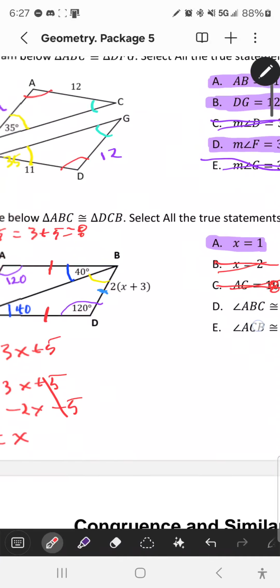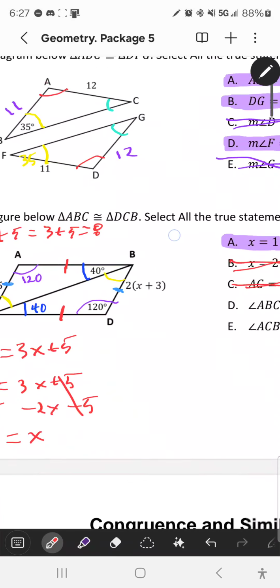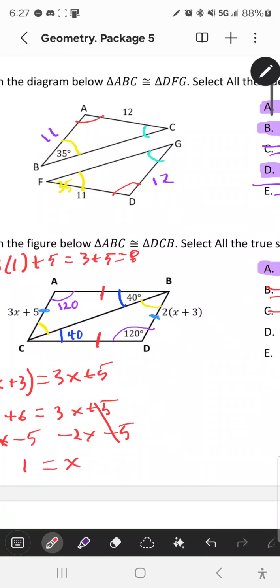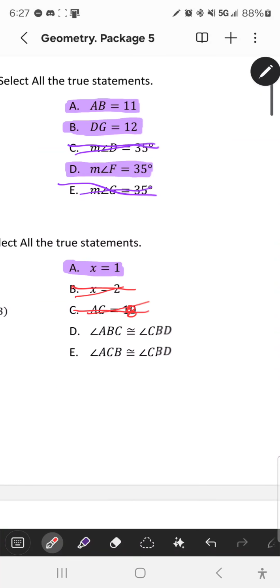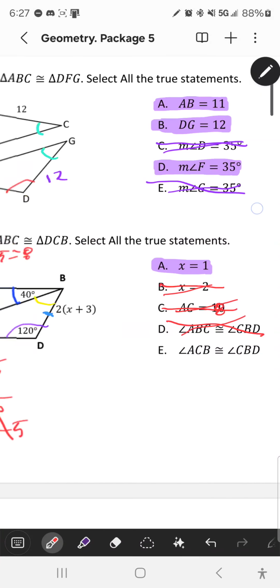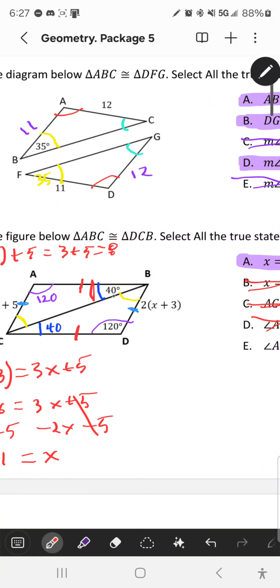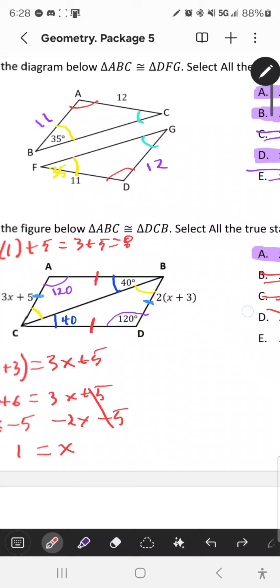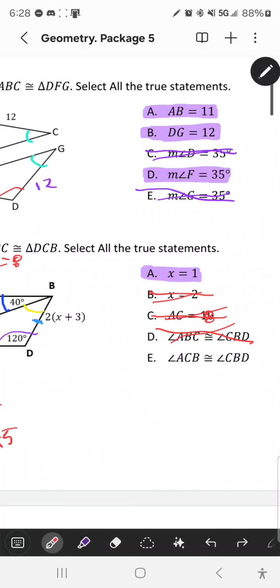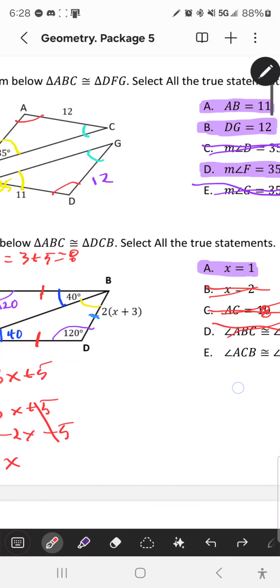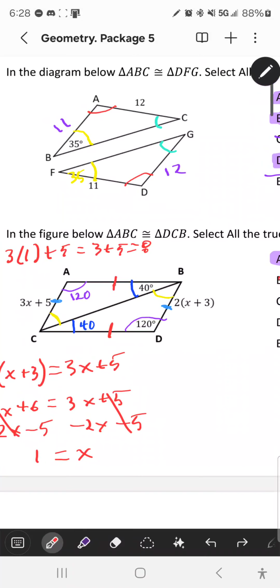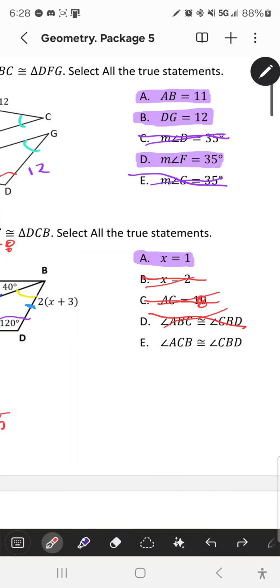Now ABC congruent to CBD, that's false. So this one is not congruent to this one. Now ACB, the yellow one, congruent to CBD, which is also the yellow one in your diagram. So we know they are congruent.